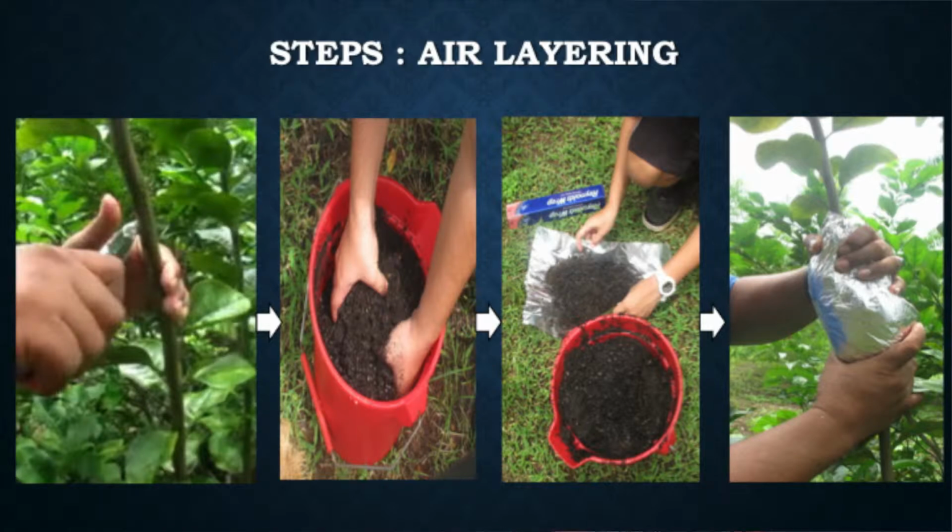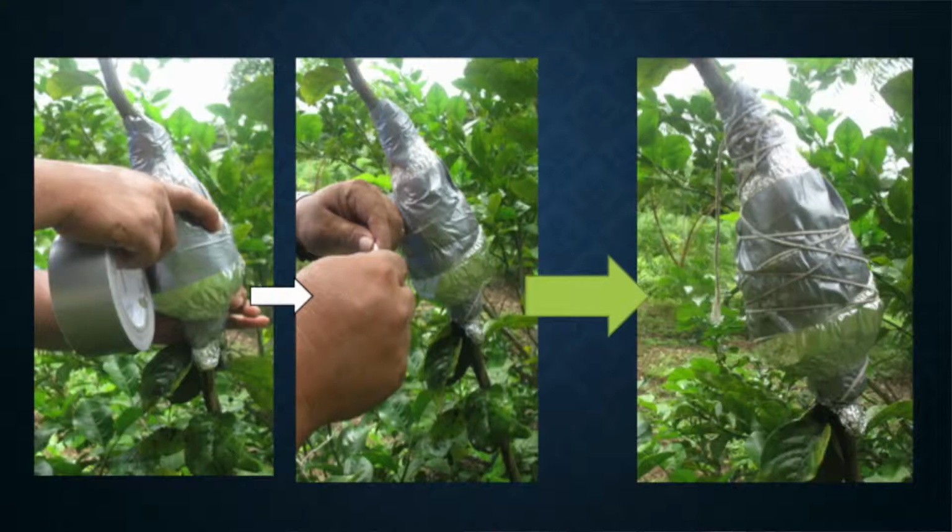The next step is to make a soil mixture of potting soil, coconut husk, and water. Then we take that mixture and put it in a sheet of foil, and wrap the foil around the wound that we created. Then we use duct tape to strap down the foil and tie it down with string, so that it locks out air and keeps the moisture within the foil. And that is a product of air layering.